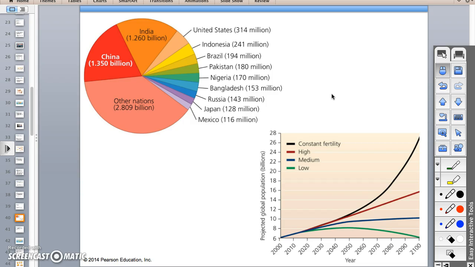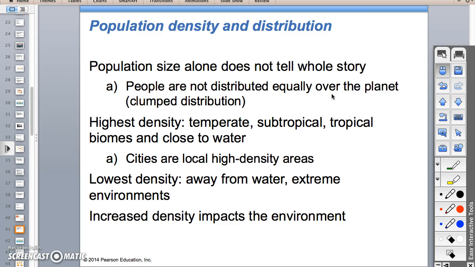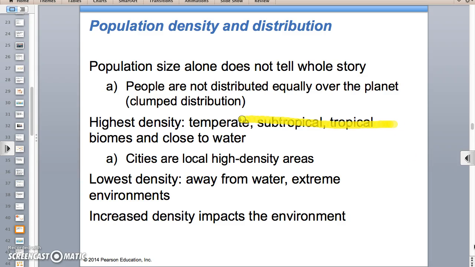And they won't tell you the population of the world. They won't tell you the population of the United States. Population size alone doesn't tell you the whole story. People are not distributed equally all over the planet. You have this clump distribution, and we're typically going to be clumped around temperate areas where you have seasons like we live, and then also tropical and subtropical areas.